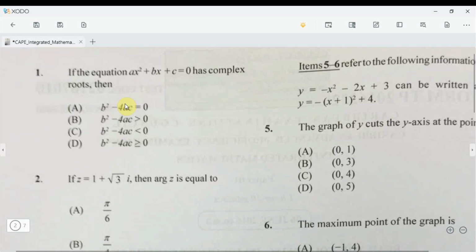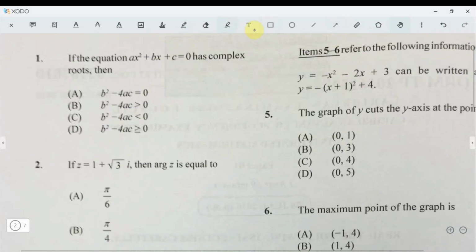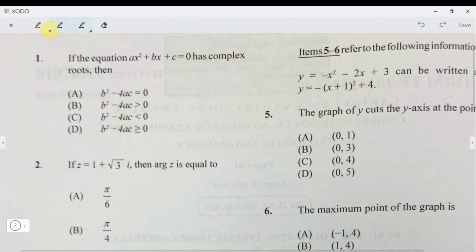So the first question says, if the equation ax squared plus bx plus c has complex roots, then the discriminant is negative. The discriminant is b squared minus 4ac. Negative is when it's less than 0. So that would be option C. Right? That is option C. That's number 1.